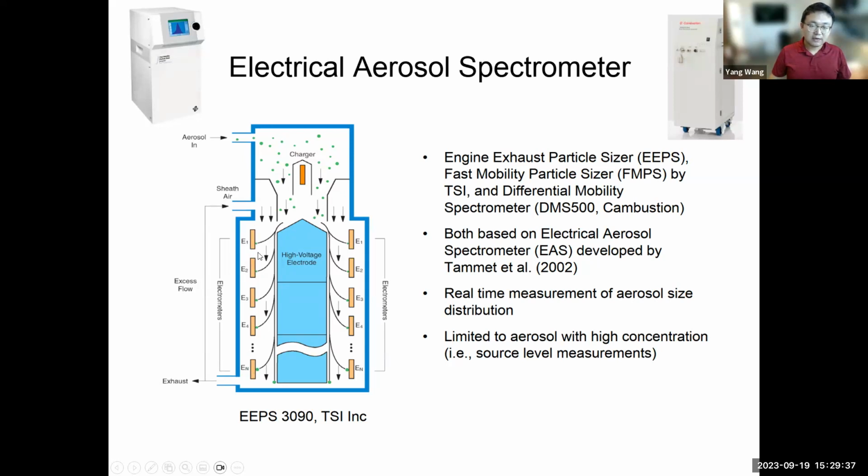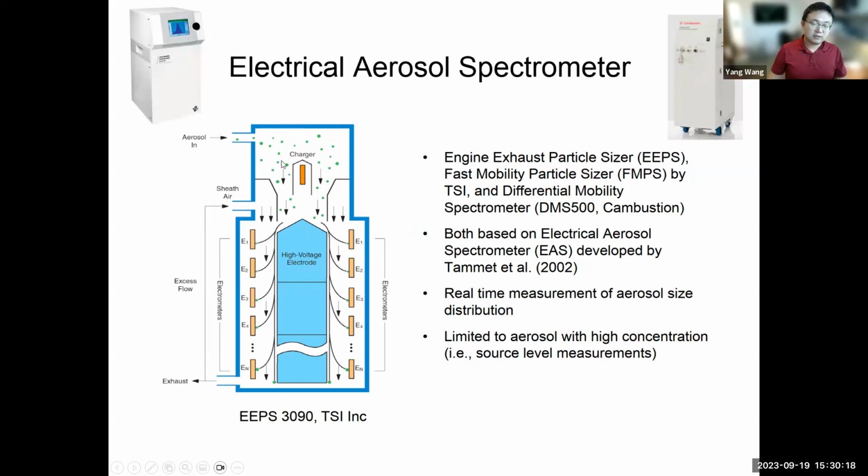And then you could further use the electrometer to record the concentration of aerosols with different sizes. This is what people call the EAPS, the Engine Exhaust Particle Sizer, right? There are also other types of instruments, for example, the TSI FMPS, the Fast Mobility Particle Sizer, or the Differential Mobility Spectrometer, the DMS500 by Cambustion, right? They are all using this method of classifying aerosols based on their electrical mobility and then measuring their current by using electrometers that are placed at different locations on the electrode.